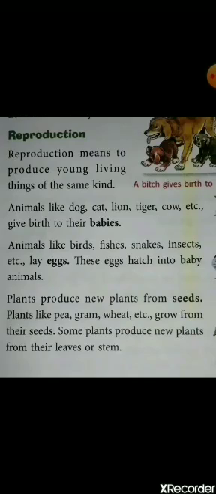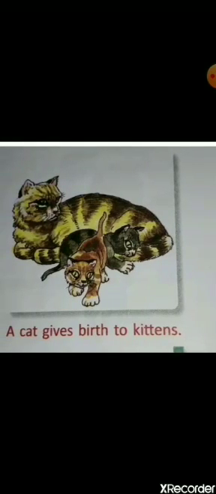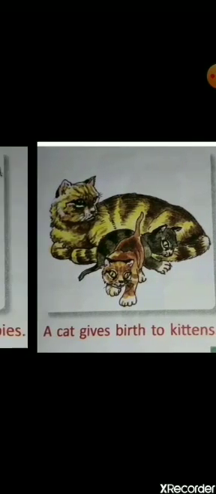All living things reproduce young ones of their own kind. Reproduction means to produce young living things of the same kind. Animals lay eggs or give birth to young ones. Human beings and some animals give birth to young ones. While birds, fishes and hens lay eggs. These eggs hatch into baby animals. A cat gives birth to kittens. A bitch gives birth to puppies.